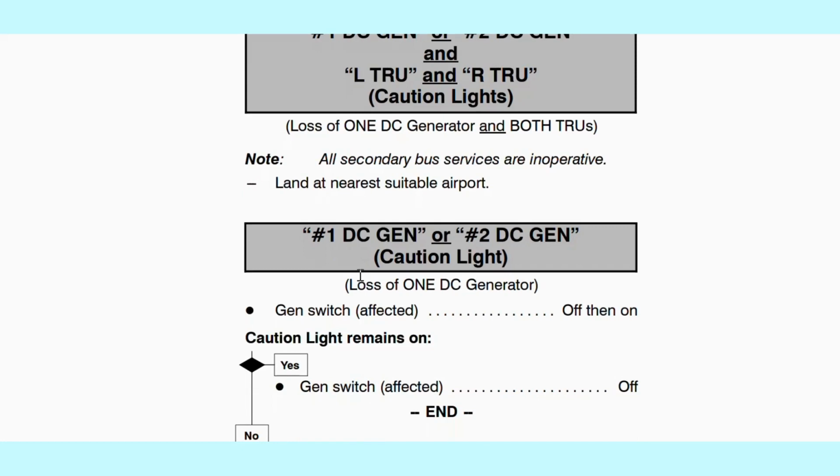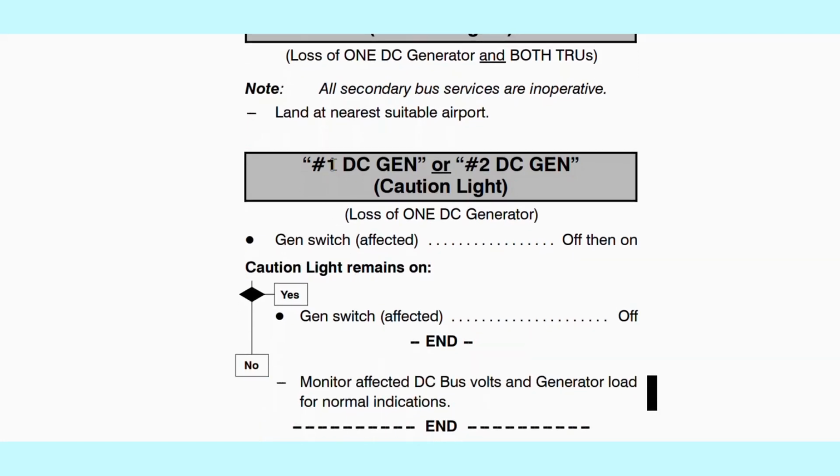Here, the simplest one, you can lose 1 DC gen, either number 1 or number 2. Okay, here it just says switch it off and on. And then it's a yes and no. If the caution remains on, switch off the generator. If not, then just monitor the affected DC bus volts and generator load for normal indications. Okay, you won't have any issues, just switch it off, that's all.